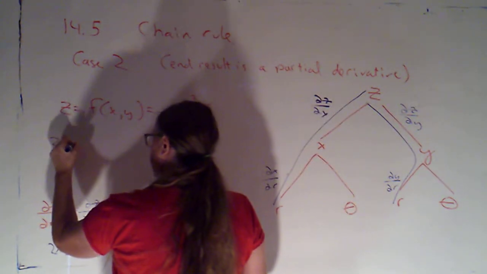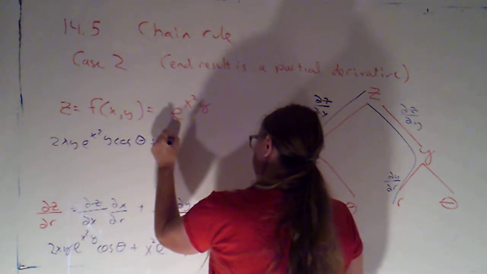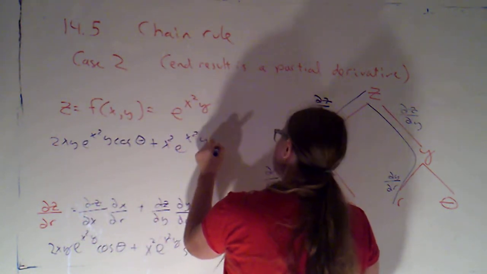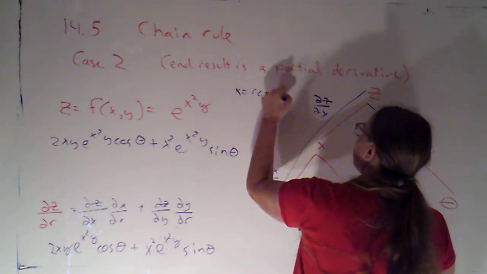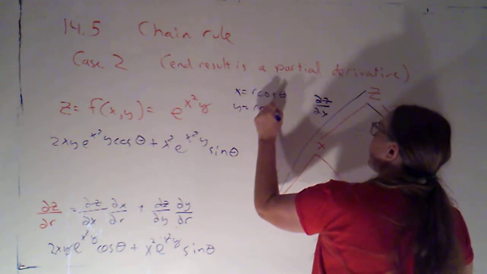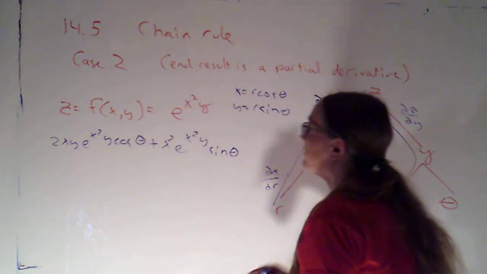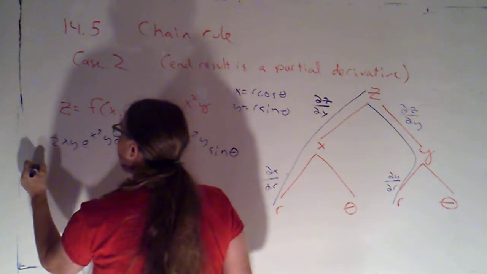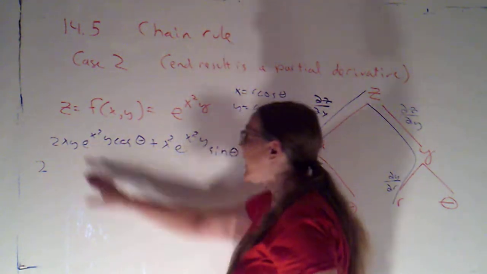So we have 2xy e to the x squared y cosine theta plus x squared e to the x squared y sine theta. And I'll just remind myself that x is r cosine theta and y is r sine theta. Okay. So now we can plug in. So I'm going to have 2. X is r cosine theta, y is r sine theta.